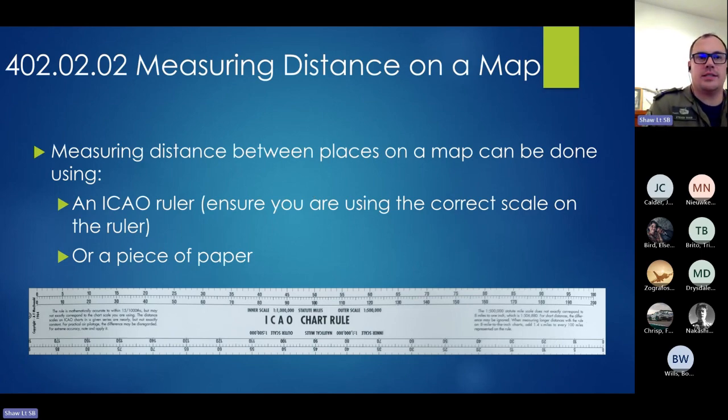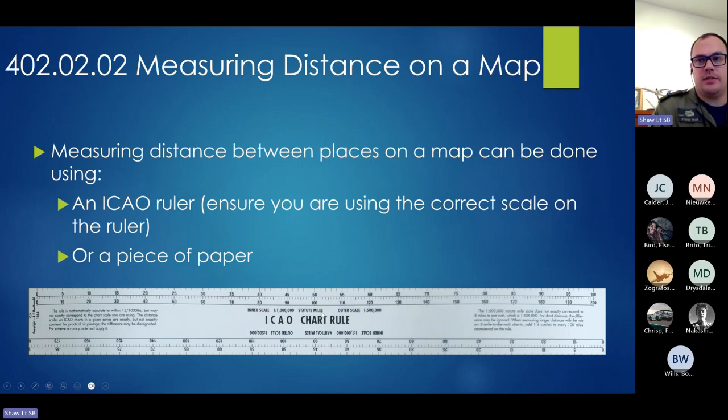Ensure you're using the correct scale on the ruler, or you can draw this out on your own piece of paper. So correct scale means that you can see the ICAO chart rule. The part that we can read, inner scale is 1 to 1 million, and the outer scale is 1 to 500,000. So we're interested in using the 1 to 500,000 scale because that's for VNCs, right? But you can see that's in statute miles.